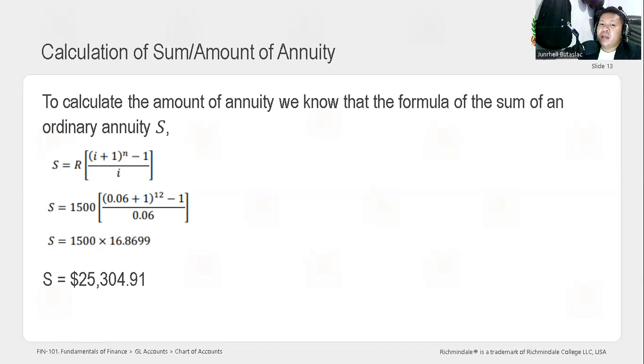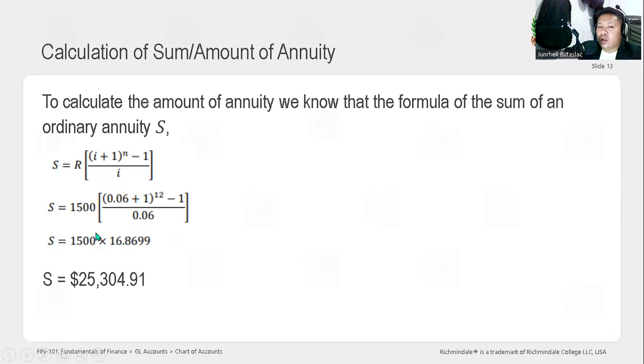Sometimes if you solve this manually, you can come up with the wrong answer. For example, you have to evaluate the parentheses first, since that's the rule of PEMDAS, then raise to the power of 12, then minus 1, divided by 0.06, then multiplied by 1,500. Sometimes you can come up with the wrong answer, so I advise you to use a scientific calculator. The second option, if you don't have one, is to download the Hyper Scientific Calculator. I hope it's clear.